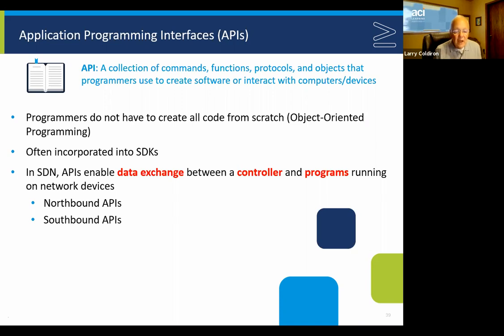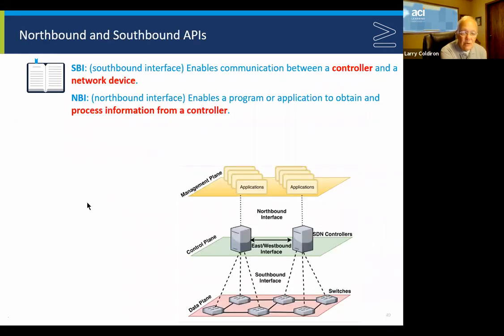It's just going to do the labor. It's just going to do the data shipping, forward data packets from one device to another device. So when we get in here, the southbound interface is the communication between the controller and the network device. The northbound interface enables a program to obtain and process the information from the controller.